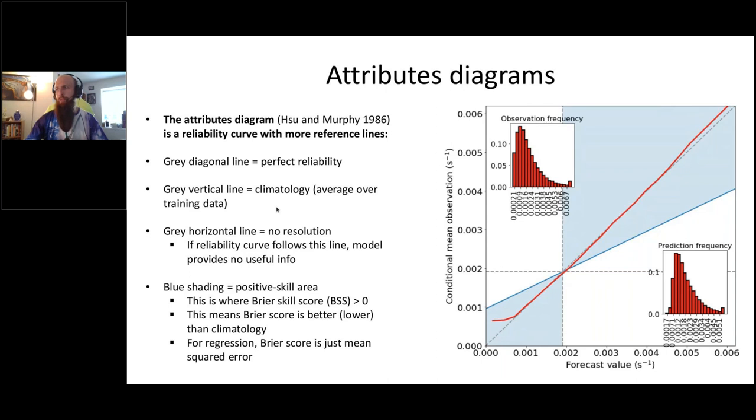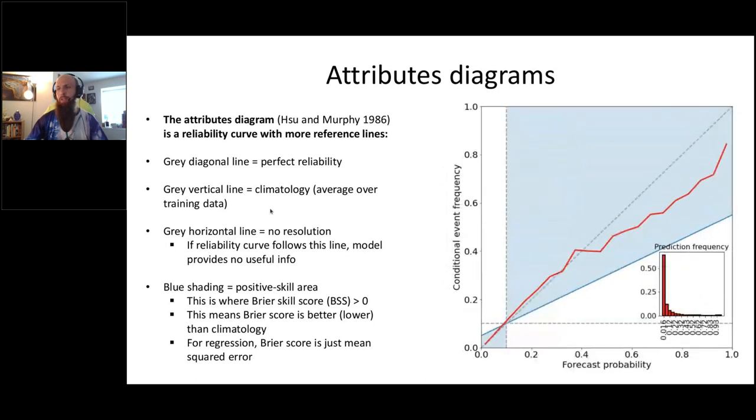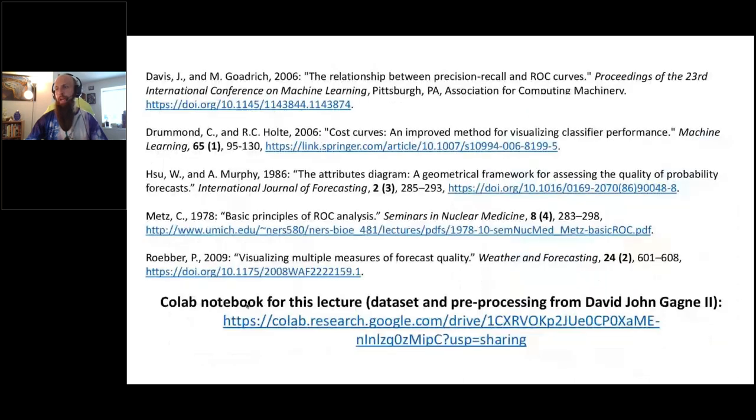Take-home point: attributes diagrams are fancy reliability curves that have a bunch of reference lines and histograms in the background, and they can be really dizzying to look at if you're looking at them for the first time, but I find that they give you a whole lot of information, so I find them really useful tools for model evaluation.